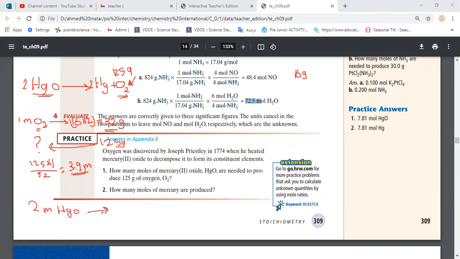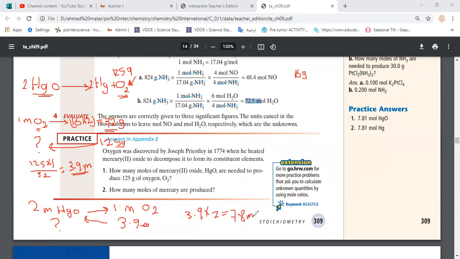So like this, if we say that 2 moles of HgO produce 1 mole of oxygen, and here we have 3.9 moles of oxygen, how much are they going to produce? So 3.9 multiplied by 2 is 7.8 moles.